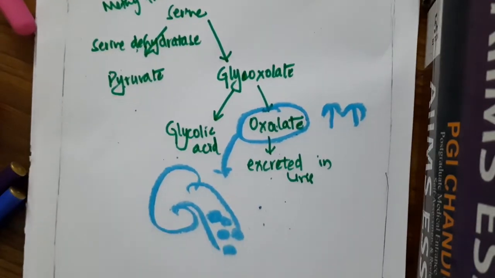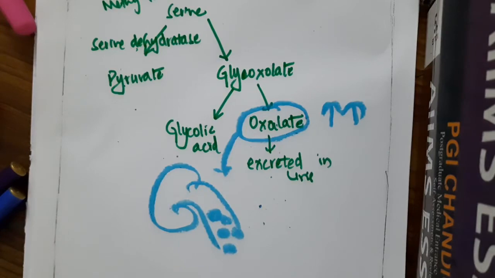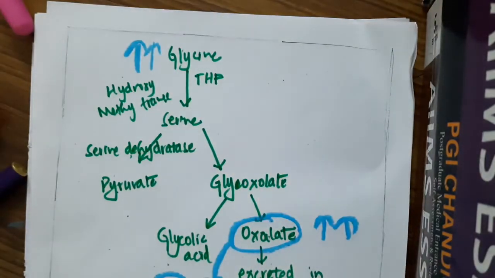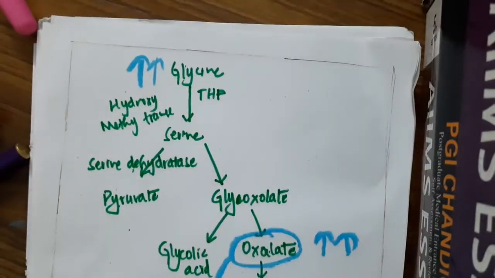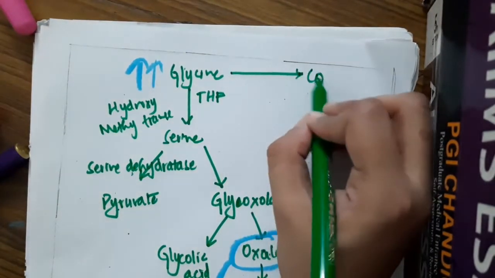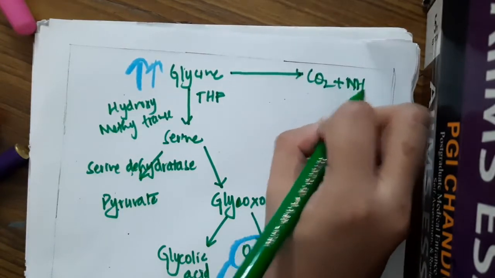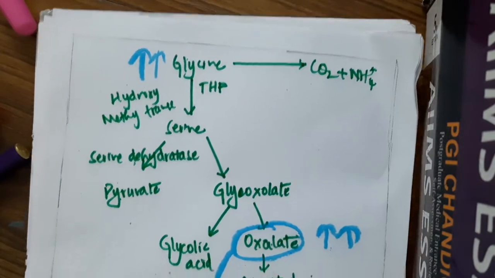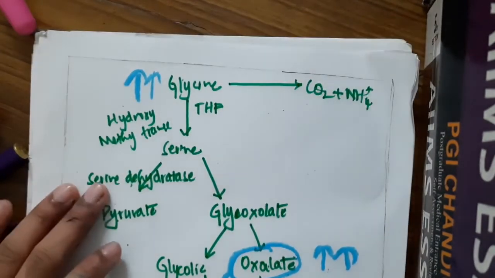Next, there is one more reaction where glycine gets converted to carbon dioxide and ammonium directly. This is about the degradation of glycine.